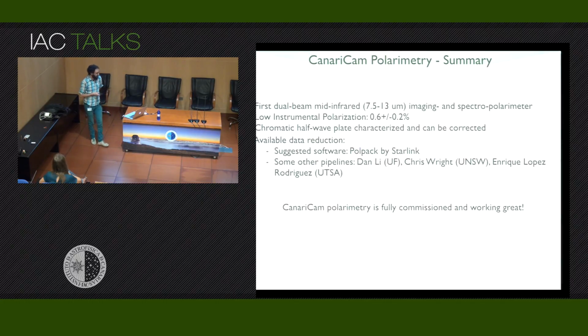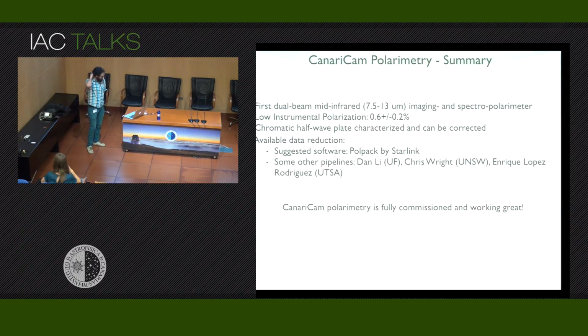Just in summary of the polarimetry mode, quickly. There is a dual beam polarimeter, dual imaging, and spectropolarimetry. The instrumental polarization is very low. The efficiency of the polarimeter can be easily corrected because it's been well characterized.